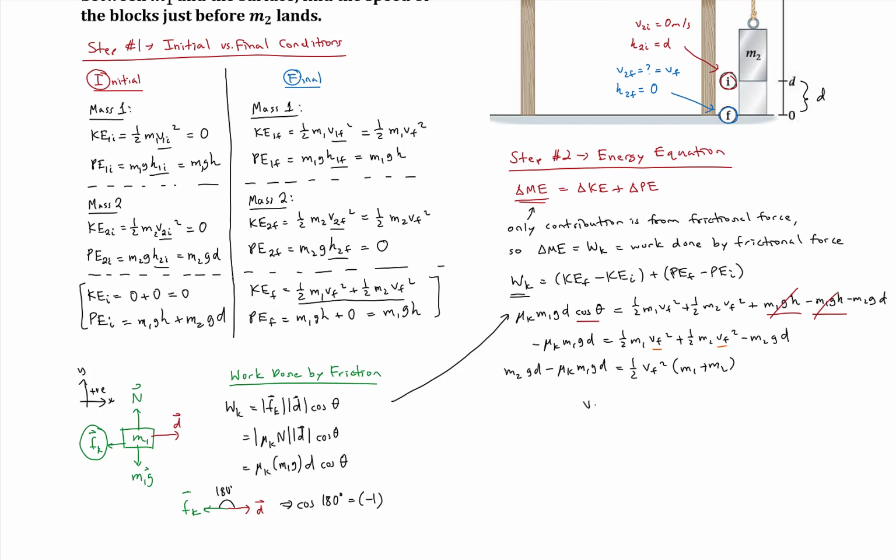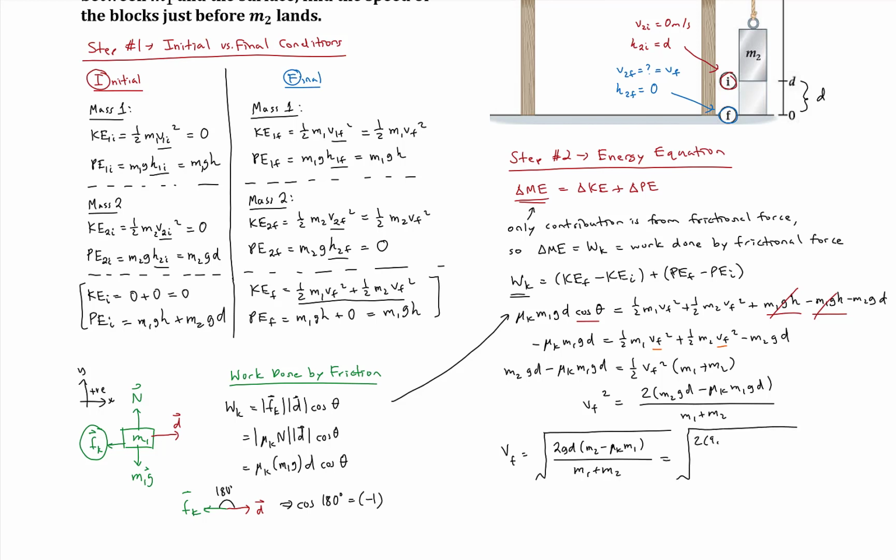We can then solve for VF squared is equal to 2 times m2GD minus mu k m1GD, divided by m1 plus m2. VF is going to be the square root of 2, I can take out the GD as well, m2 minus mu k m1 divided by m1 plus m2.